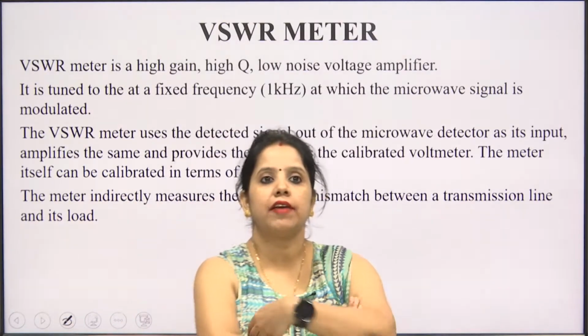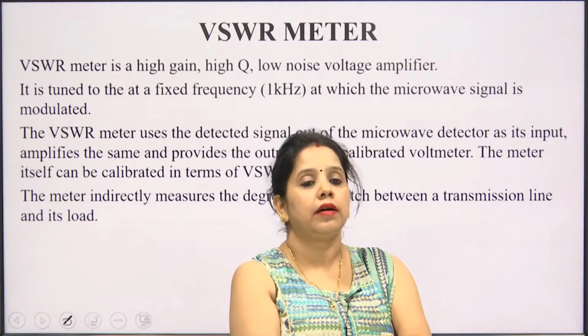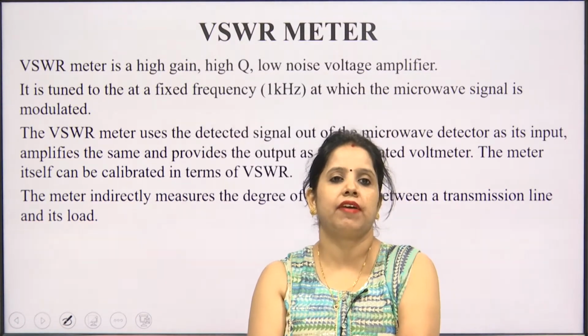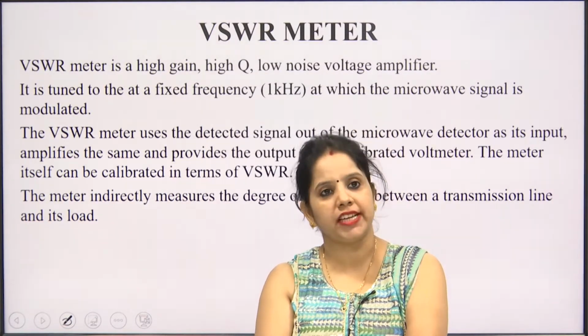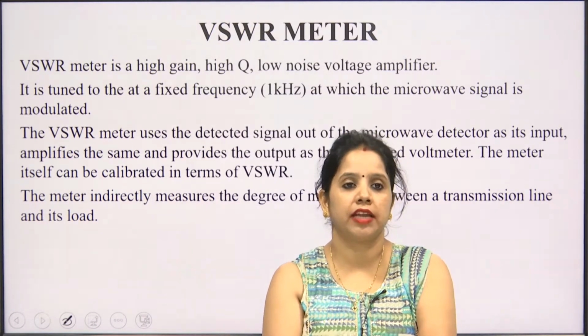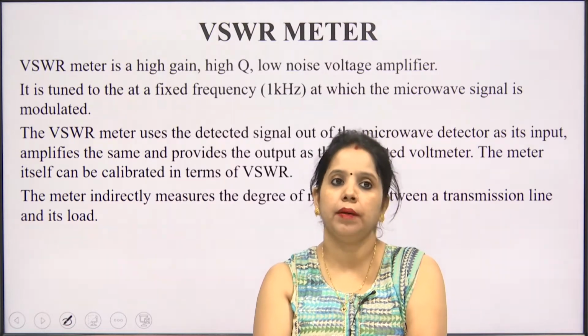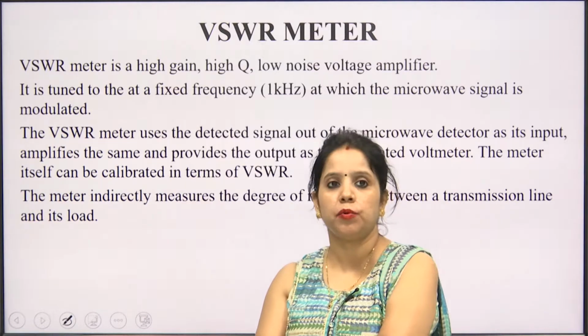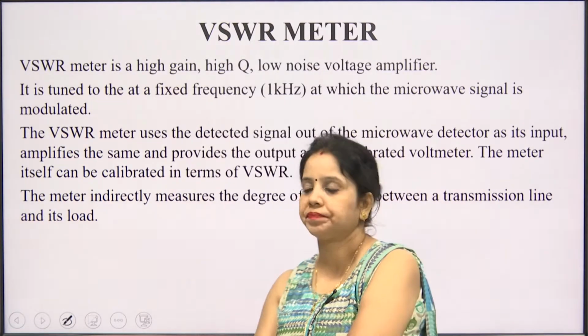In the last lecture, we came to the conclusion that VSWR measurement for values less than 10 can be done with the help of a VSWR meter, and for values greater than 10 it can be done with the help of the double minima method. So, we have to go through the VSWR meter. What is the VSWR meter?